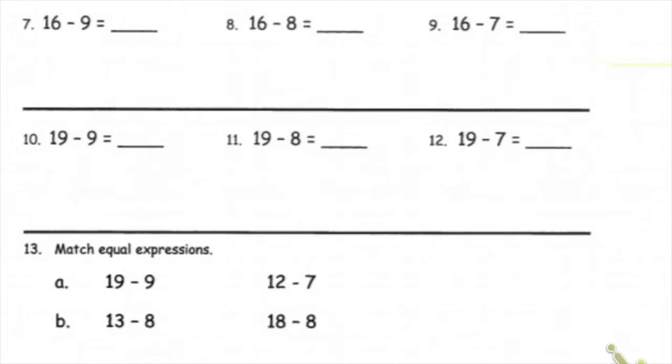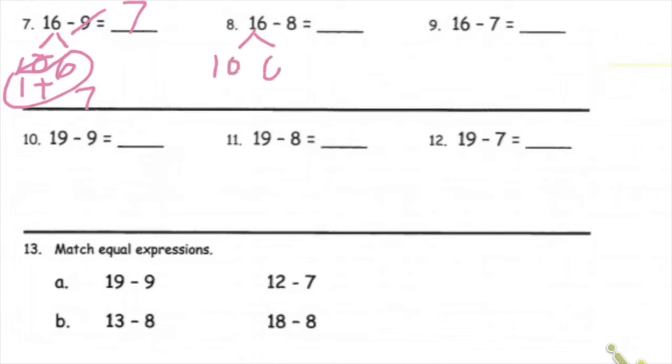So 16 minus 9. Again, you break apart the teen number to 10, 6. Take 9 from 10, which leaves 1. 1 plus 6 equals 7. 16 minus 8. Again, you break apart 16 to 10, 6. Take 8 from 10, which is 2. 2 plus 6 equals 8.